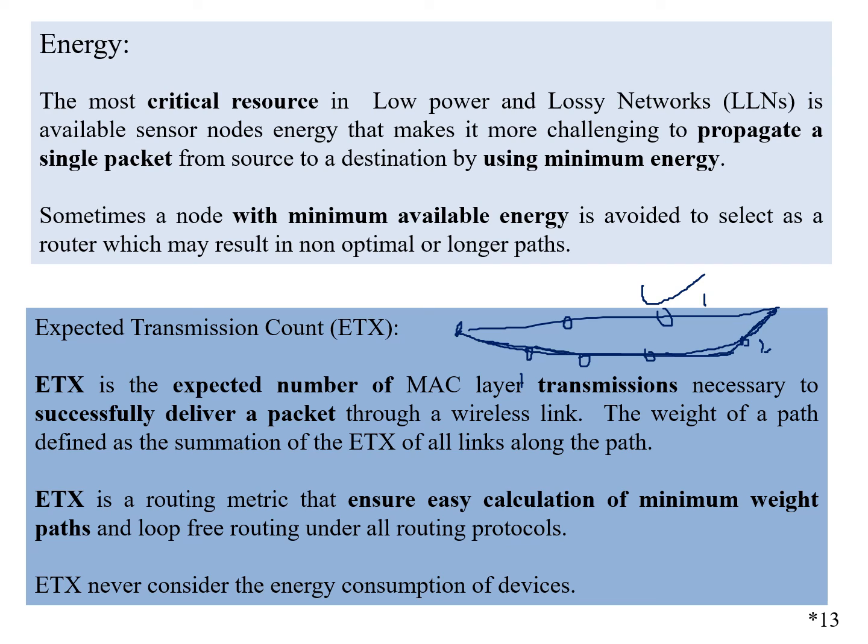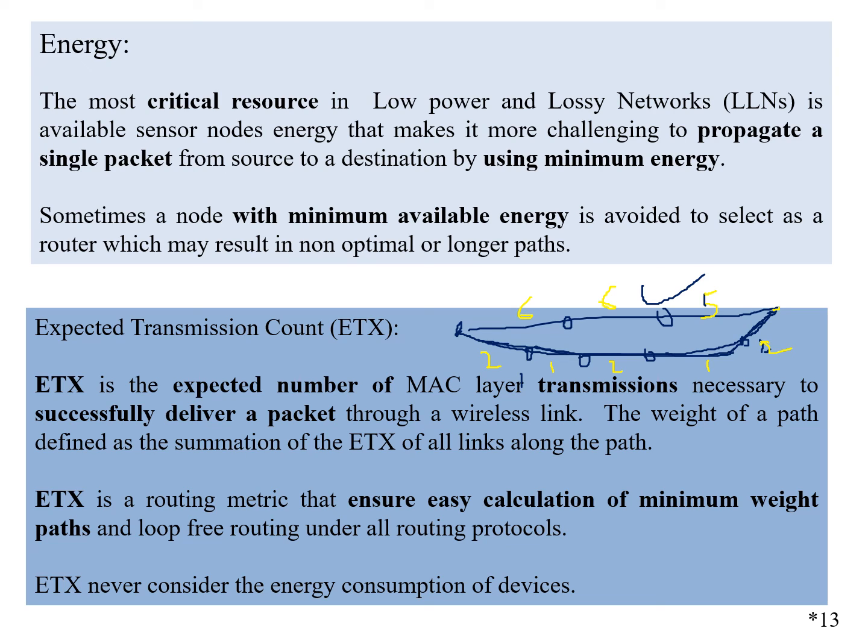So the expected number of transmissions necessary to successfully deliver a packet. Let's suppose from this point the number of MAC layer transmissions necessary to successfully deliver a packet is 2, and here is 1, and here is 2, 1, and then 2. And this path has the number of transmissions necessary to successfully deliver the packet as 5. Let's suppose 5, and this is 6, and this is 6.